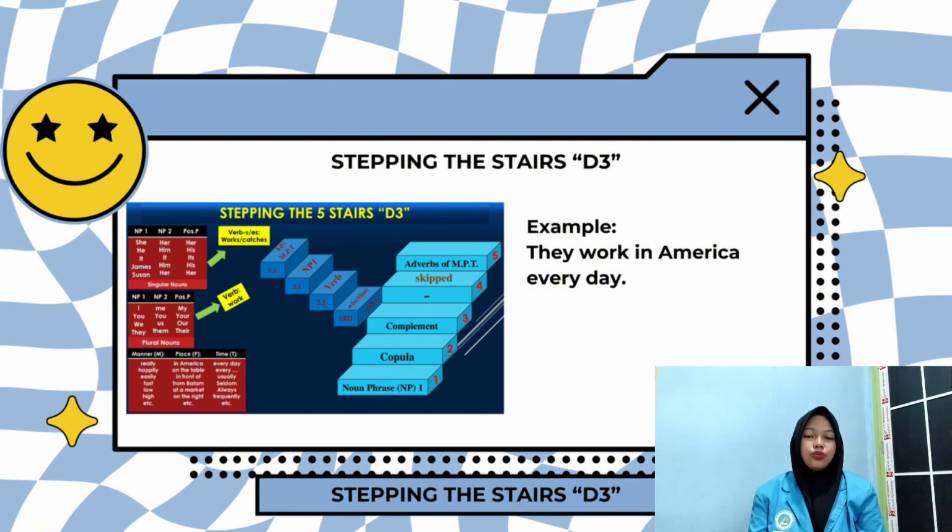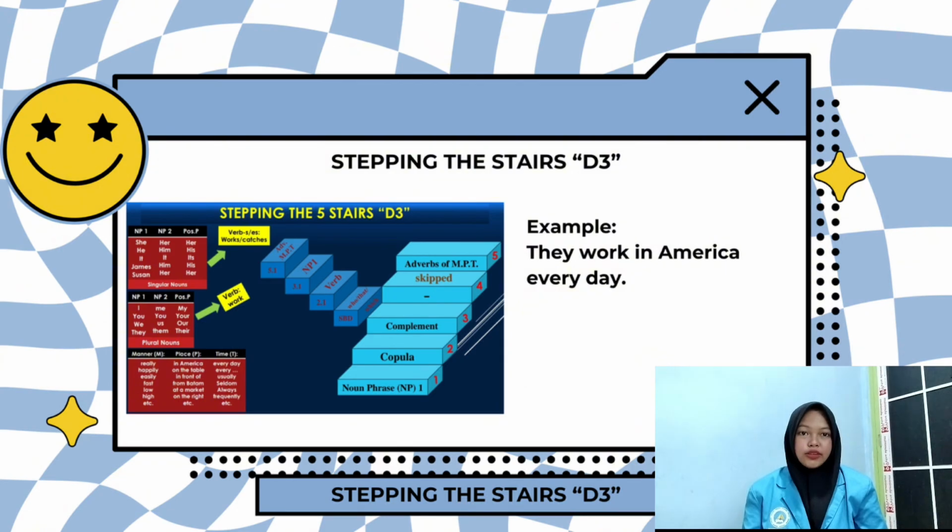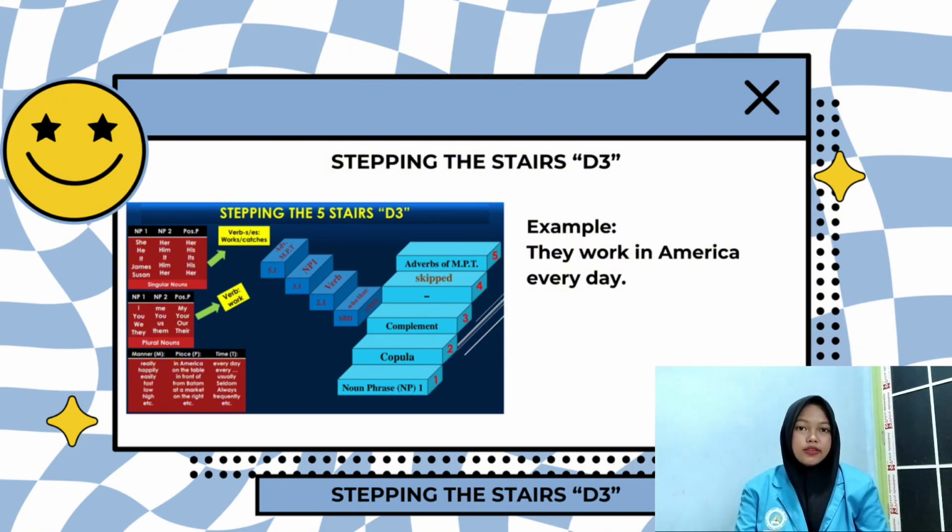So to wrap it up, in the verbal sentences we use action verbs like work or play. And then in nominal sentences, we use to be verbs like is or are to describe something or someone. But both follow the same 5 stairs that help us to build complete and correct sentences step by step. I think that's all for my explanation.